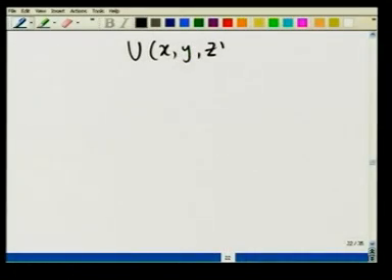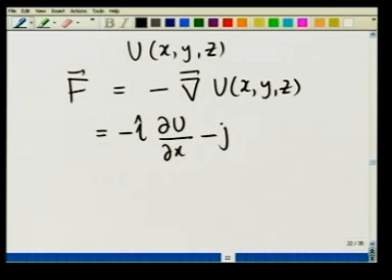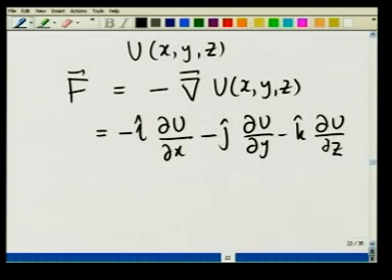We will now try to get some more insights into this, but as far as the definitions are concerned, it is very clear that given a function u(x, y, z), if I want to get the force F, this is going to be equal to minus gradient of u(x, y, z), and in explicit form it is going to be minus i partial of u with respect to x minus j partial of u with respect to y minus k partial of u with respect to z.